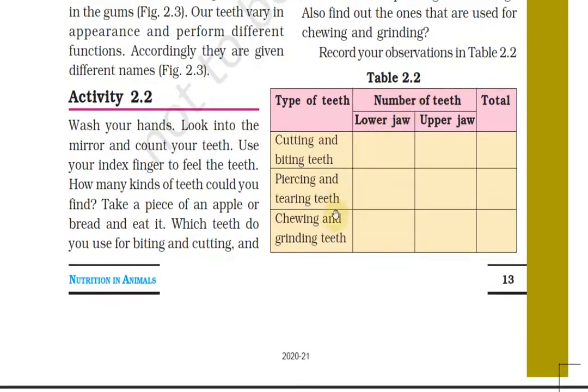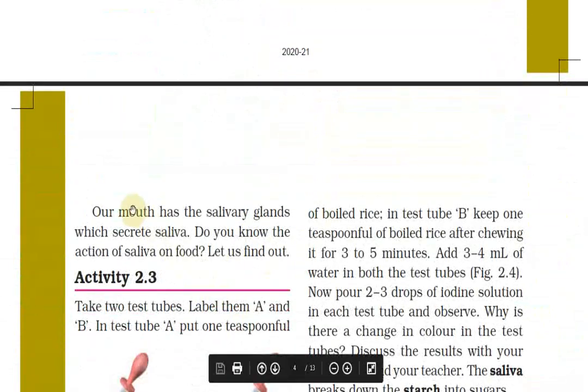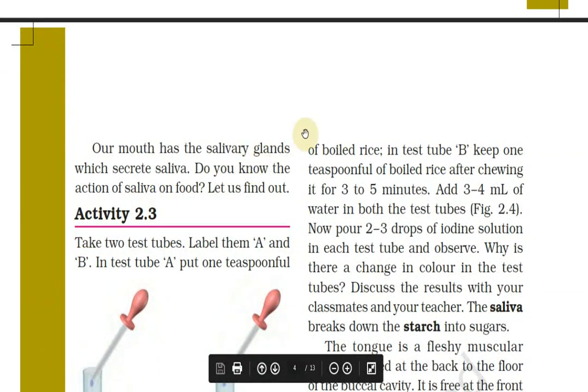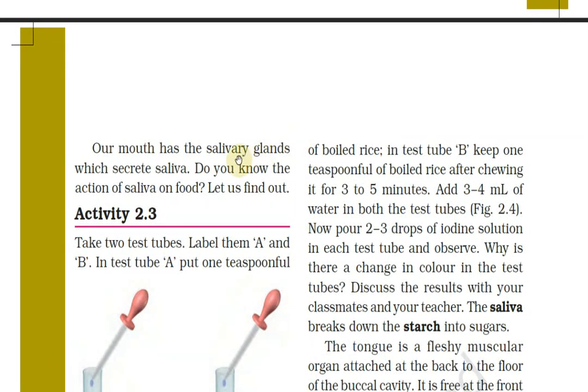Now students, what is the function of the salivary gland in our mouth? Salivary glands we have seen in the diagram, so you can see it again there. Salivary glands secrete saliva. Whenever you see food, your mouth gets watery. So what is that water? That is called saliva. That's a slightly alkaline fluid.